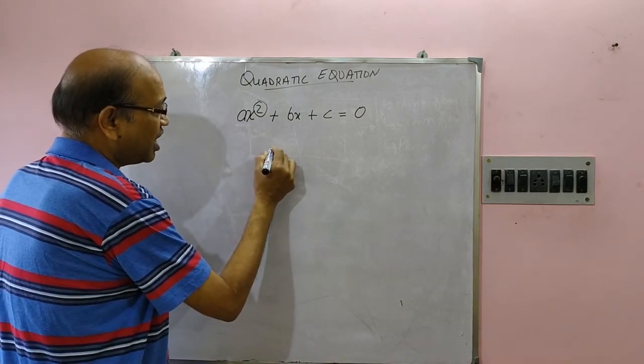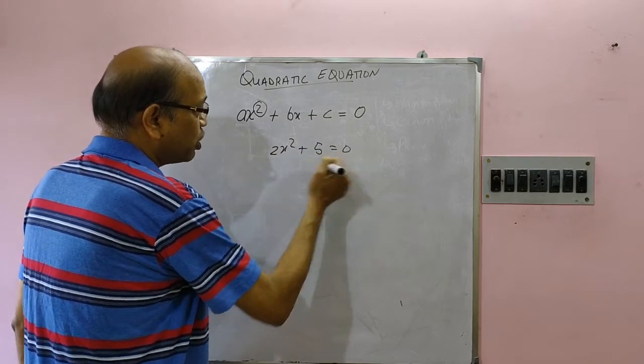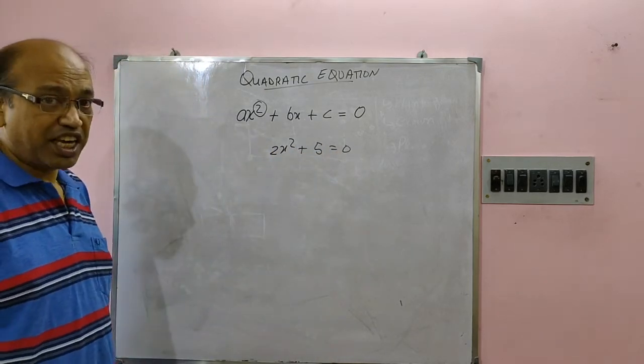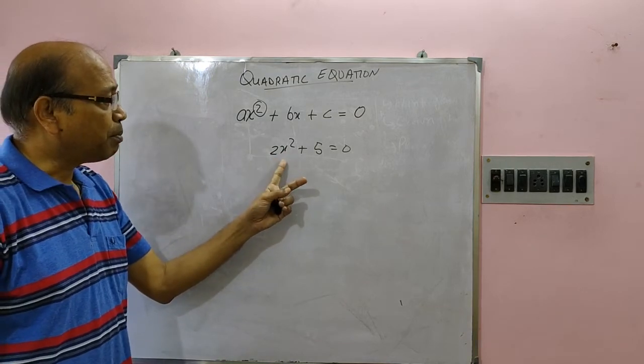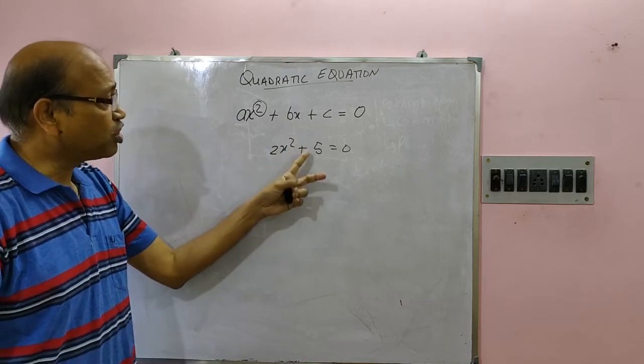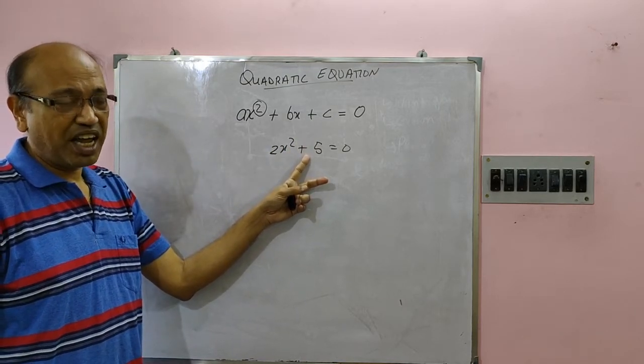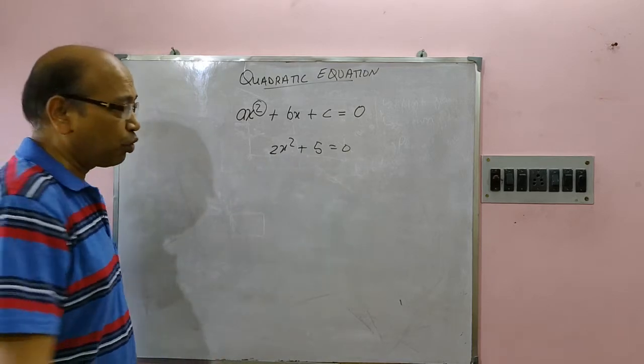Like say 2x squared plus 5 equals to 0. Is it a quadratic equation? Yes, because the maximum degree of the equation is 2. Though there are no terms in x, still it is a quadratic equation.